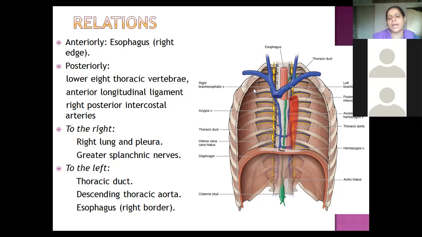Okay, and to the right, see, this is the right side. So to the right, we have the right lung, right pleura and right splanchnic nerves. And to the left, you can see this green duct, that is the thoracic duct. We are finding this red blood vessel, that is the descending thoracic aorta, and the right border of the esophagus also. We can also write the left sympathetic chain, in fact. So these are the relations. By looking at this picture you will understand, but ultimately you need to practice and learn it by heart.